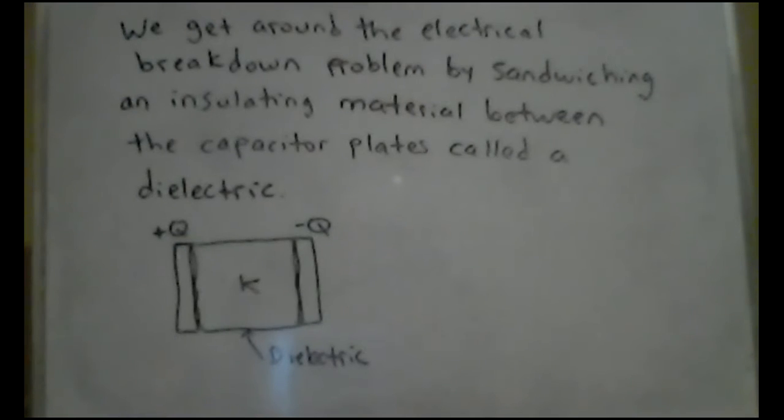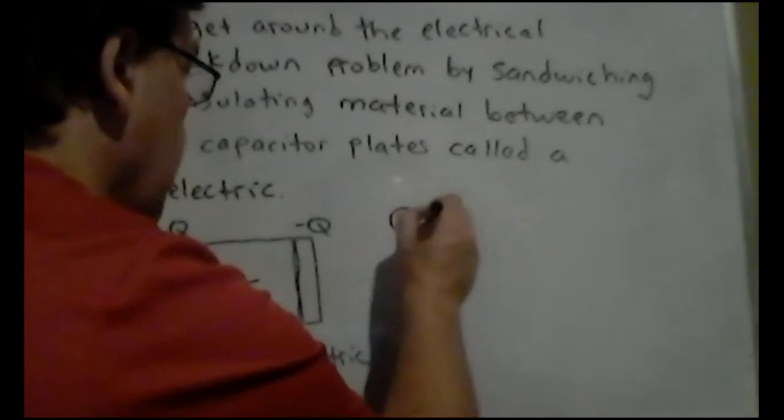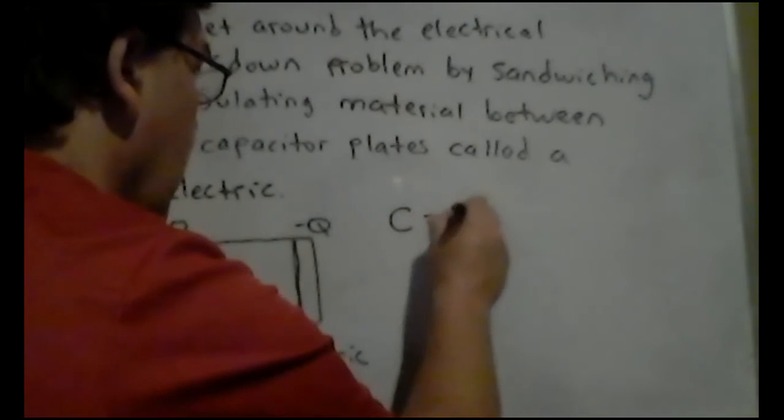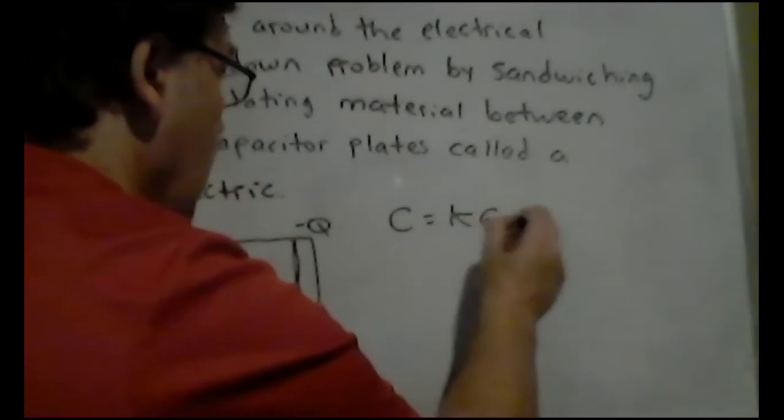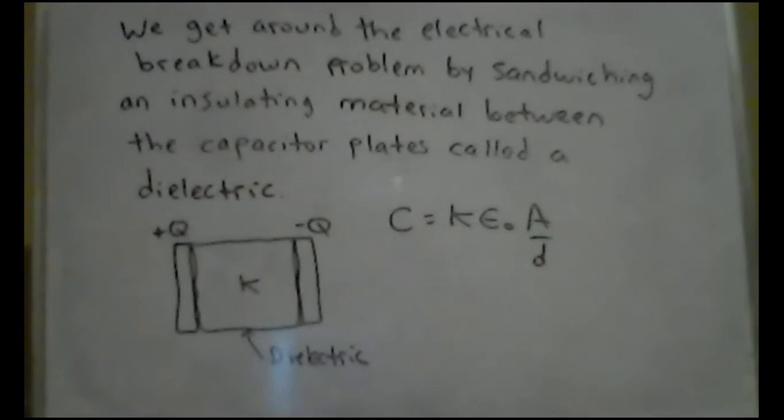When we do that, we'll find that the capacitance of our parallel plate capacitor becomes kappa epsilon naught A over D. Kappa is a unitless number that we have to look up for a given material. So we enhance the capacitance. Now, there's actually a win-win-win situation for using dielectrics. So let's talk about this.